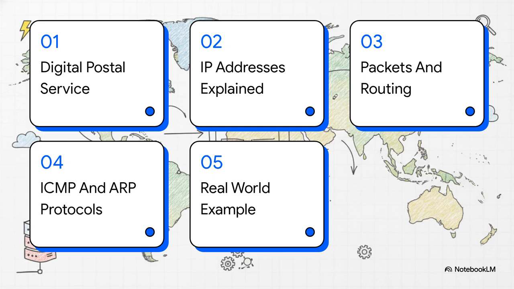Okay, let's dive into this. Here's the journey we're taking today. First, we'll look at the Digital Postal Service. Second, IP addresses explained. Third, packets and routing. Fourth, the ICMP and ARP protocols. And finally, we'll wrap up with a real-world example.